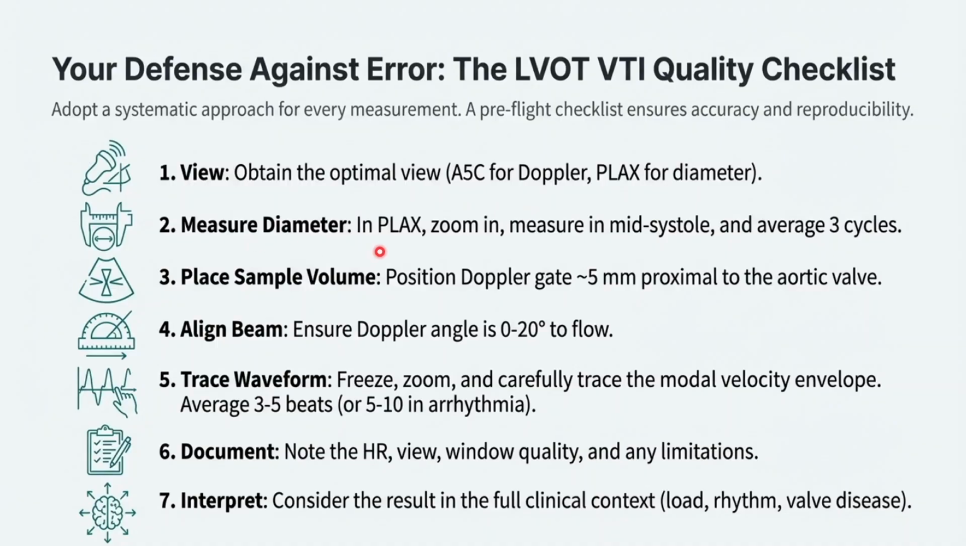We need to measure the diameter in the parasternal long axis view. We need to zoom in, measure in mid-systole and average 3 cycles at least. Then we place the sample volume.